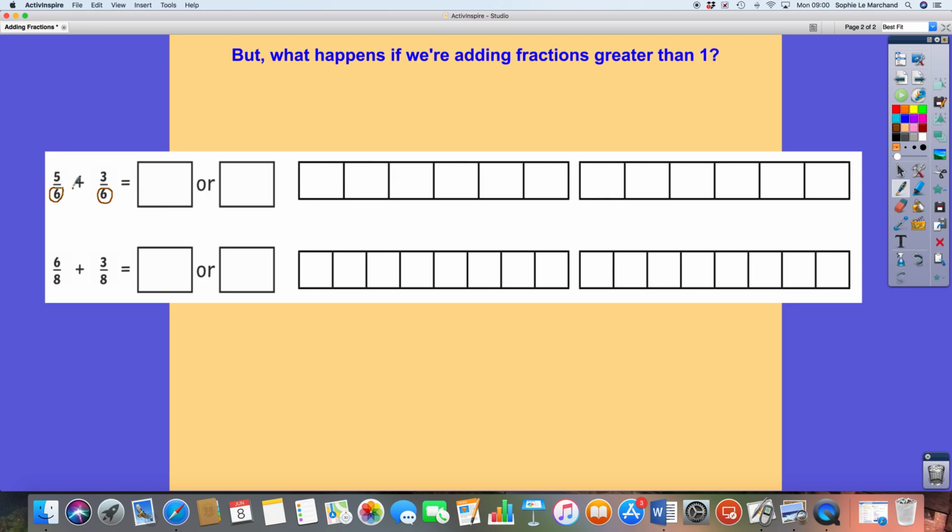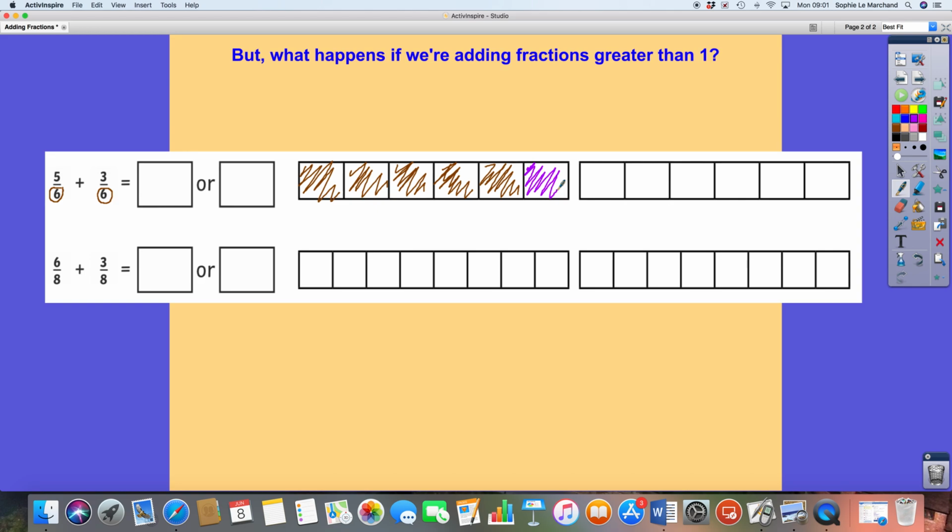The first representation is 5/6. So I'm going to shade those in. 1, 2, 3, 4, 5. Then it's asking me to add 3/6. So I'm going to change colour again like I normally do. And I'm going to add 3 more sixths.